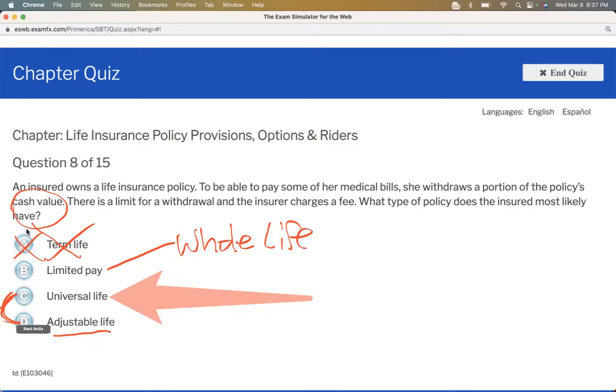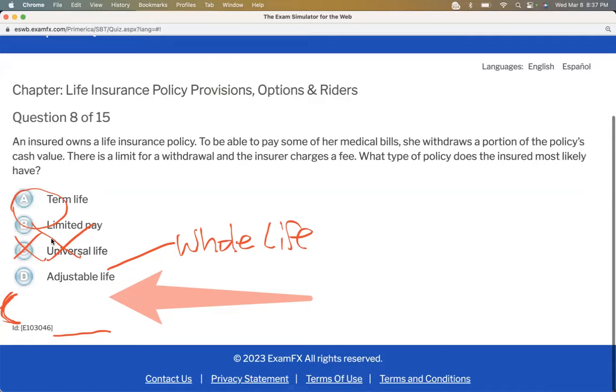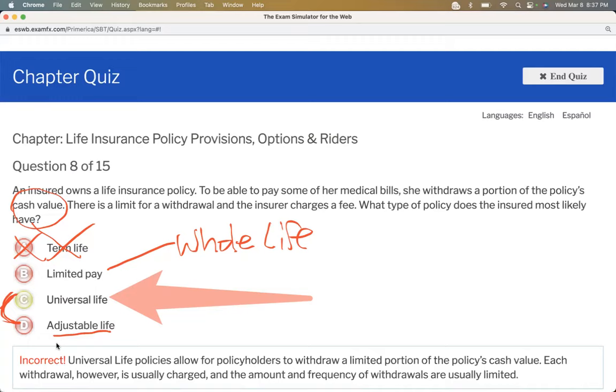So let's read it carefully, okay? Because it can be C and D all at the same time, but let's read the question twice. Always read the question twice. All right, to be able to pay some medical bills, she withdraws a portion of her cash value. There is a limit for a withdrawal and the insured is charged a fee. What type of policy does, dang, there's not enough question. I'm not sure on this one, to be honest. Adjustable life, universal, I'm gonna go with B. Probably wrong, but let's see. Oh, it's C, good job.